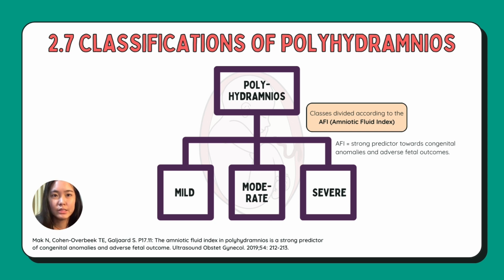AFI itself is a strong predictor of congenital anomalies and adverse fetal outcomes, and the risk stratification of women with polyhydramnios plays a vital role in identifying the high-risk fetus for further antenatal tertiary referral. It means that an increasing AFI is closely associated with a higher incidence of adverse composite fetal outcomes, leading to a need for tertiary care and delivery, especially in severe cases.